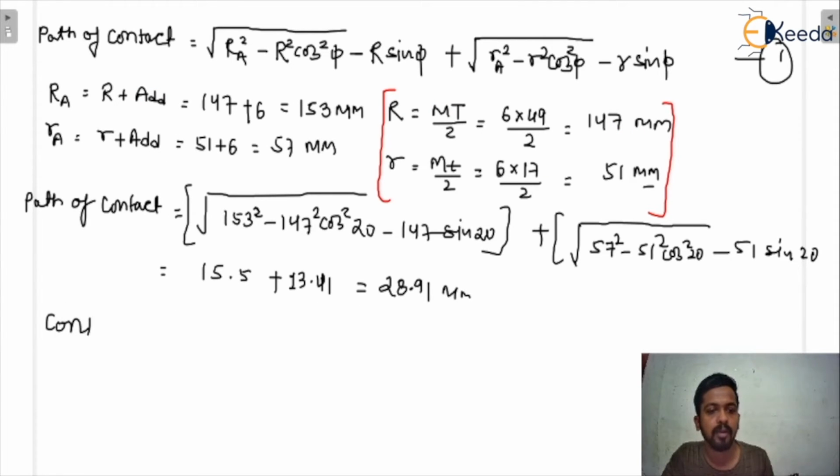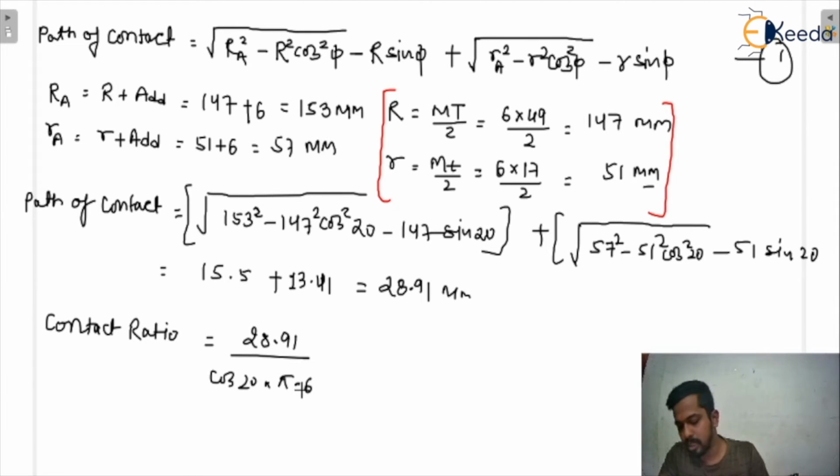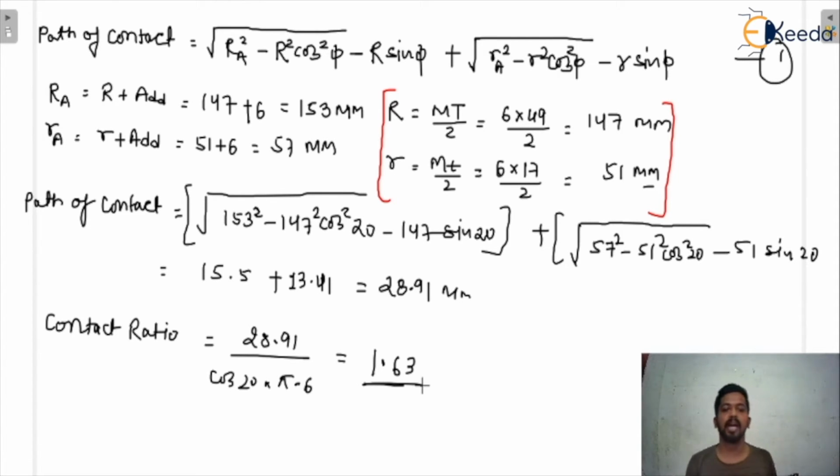So we just have to put the value of path of contact in the formula of contact ratio. That is, path of contact is 28.91, phi is 20 degree, and the module is 6 mm. Now just solve this and you will get the value of contact ratio, and that is 28.91 over the denominator, you will get 1.632. This is the contact ratio.